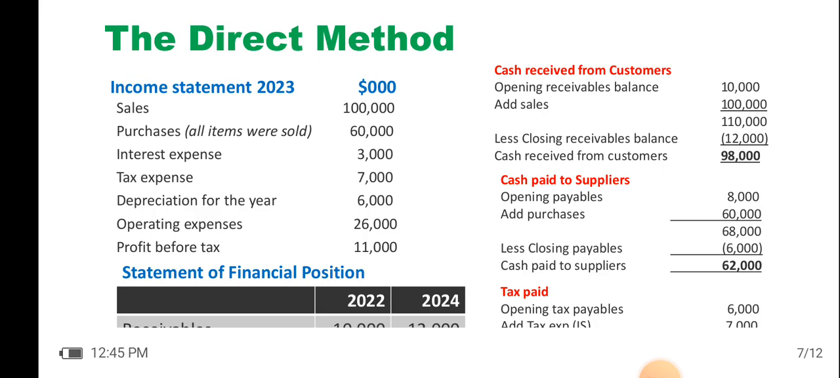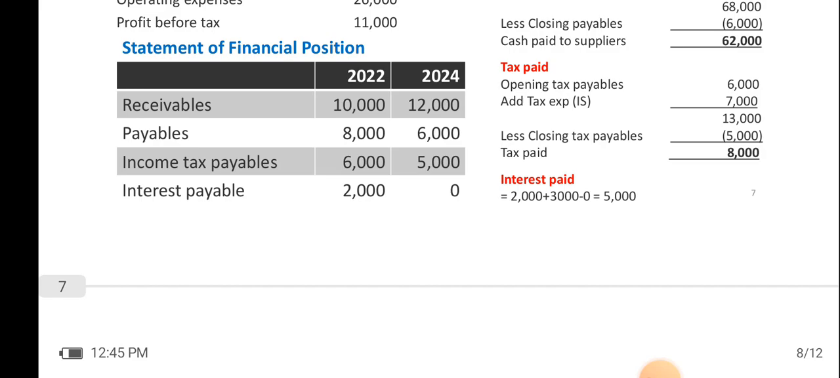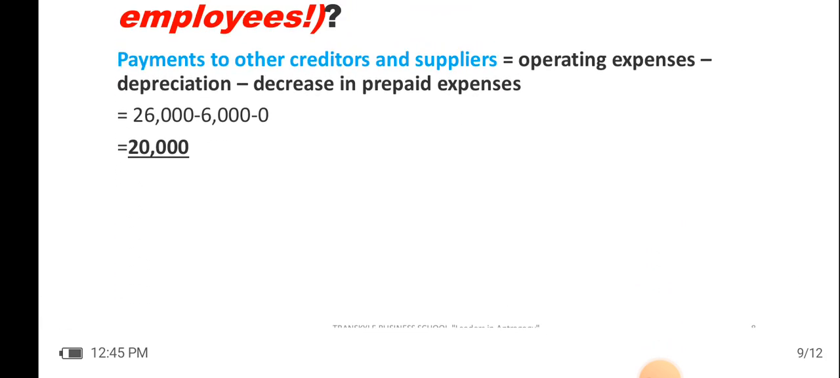And a decrease in the prepayments. Prepayments are seen under the current assets. Prepayments are expenses which have been paid in advance, so they are seen as current assets. Of course, in this question we didn't have those prepayments, so don't worry. We put a 0, and we can see that the actual payment which was made to other creditors and suppliers was 20,000.